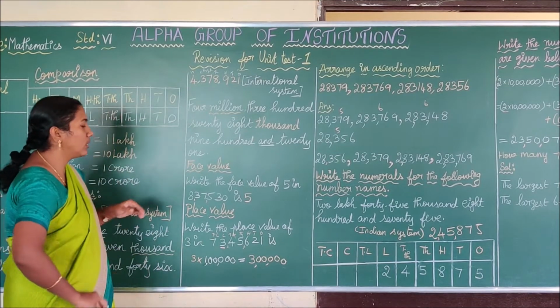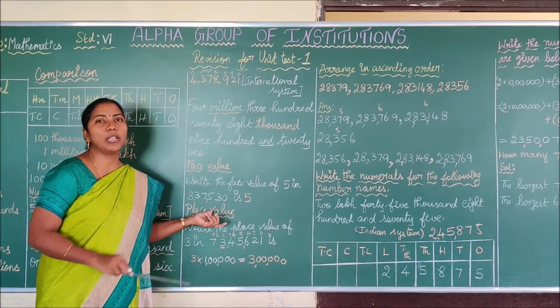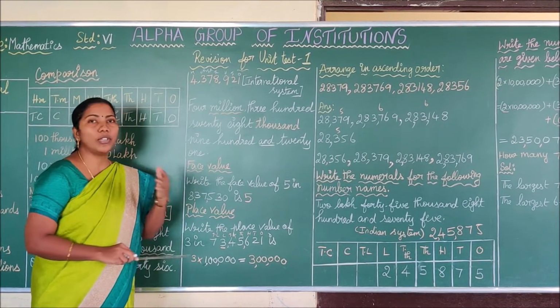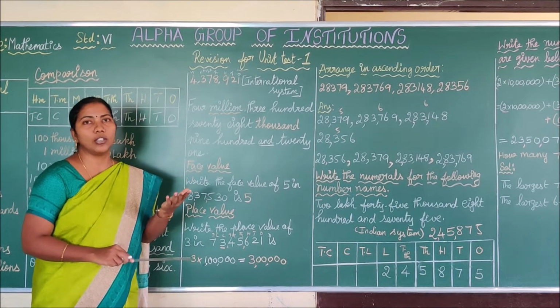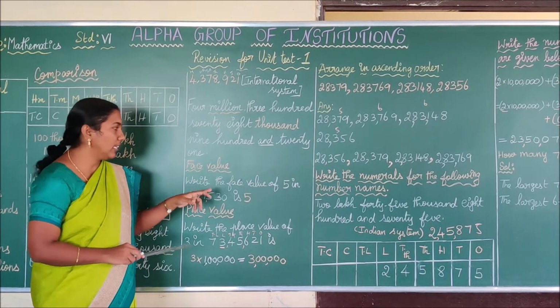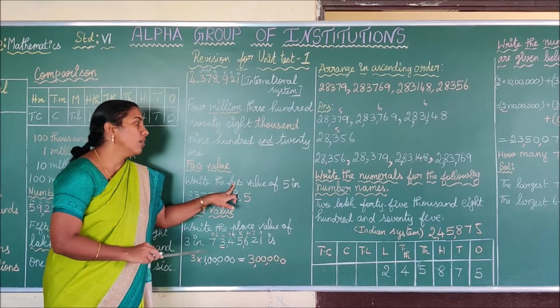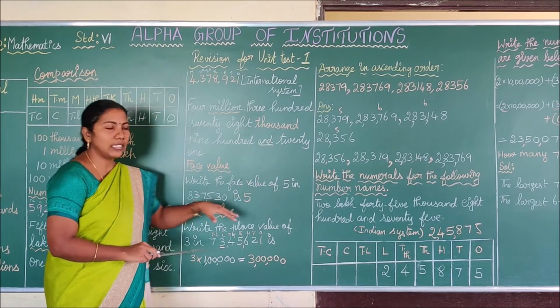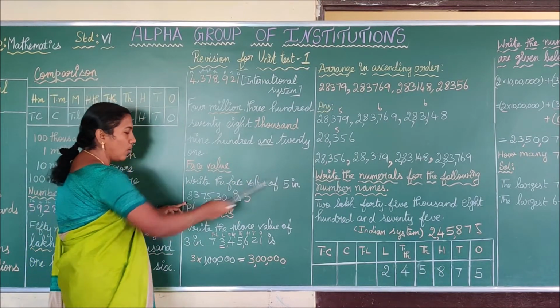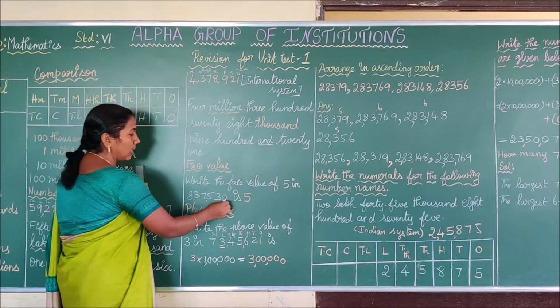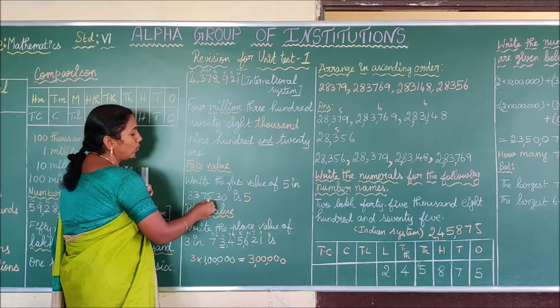Okay, next we are going to see the face value and place value. While you are seeing your face in the mirror, what you can see? You can see as you are. Like that, if you ask the question, face value means write the number as it is. What is the face value of 5 in this number? That is, it is in the place of 1, 2, 3, 5.